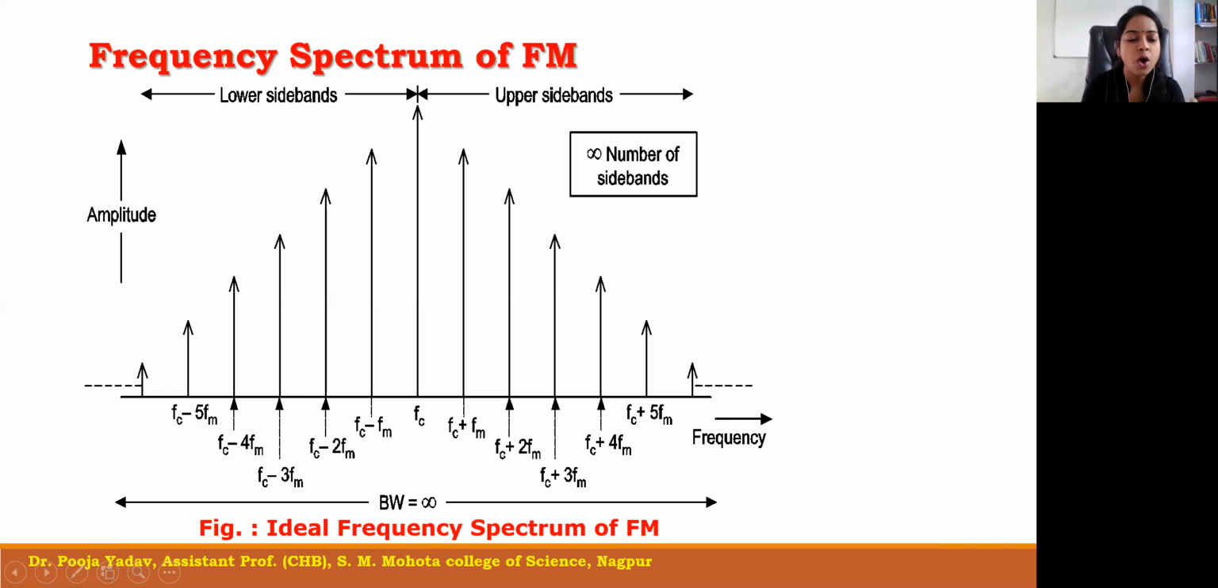So this is how all these frequencies equally unite to make what is called the bandwidth, and it is denoted as infinity. Infinite number of side bands. These frequencies are called lower side bands, and the FC plus FM frequencies are called upper side bands, and these are the amplitudes. Okay, so the frequency is changing according to the input sine wave.